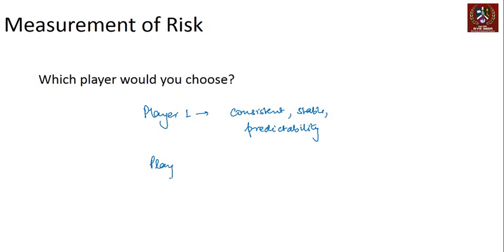Now, someone might say we would still want to choose player 2, right? Why? Because there is a chance of upside. There is an element of surprise here. And maybe we like that element of surprise. We may want to take that risk to get that extra 50 runs in one of the matches, because that could be game changing, right?